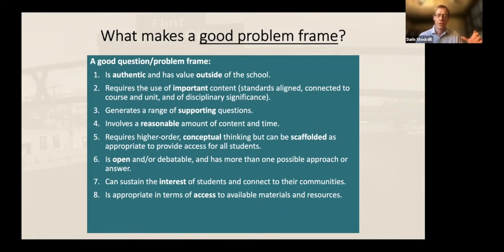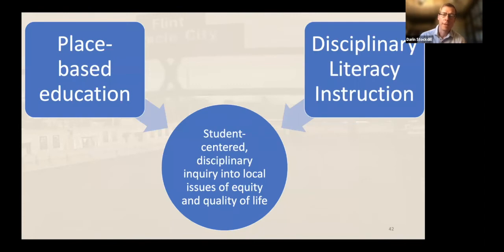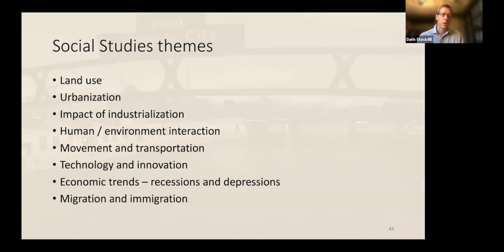So we start off with a good problem frame, and then of course that aligns to the content that teachers are supposed to engage with. If we look at this intersection, it's really about student-centered disciplinary inquiry into local issues of equity and quality of life. Every community in one way or another is dealing with one of these themes, and these appear across all historical eras, across all geographic locations. They cross content, they have policy implications, civic history, economic implications.